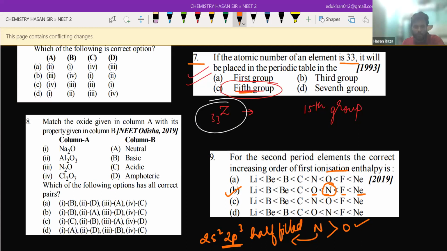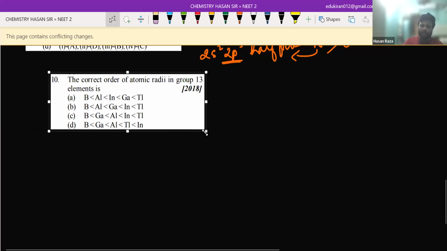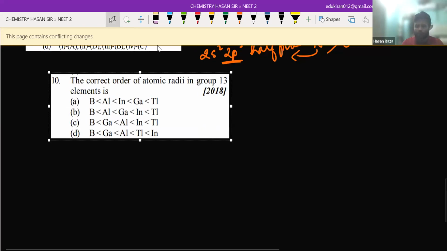Yes. Okay. The next question is quite famous, and it is an exception of the 13th group elements, B, Al, Ga, In, Tl, which is also important. And usually this question has been asked many times because of its exceptional characteristics. You can see, go for it. And please do remember it if you forget the question or answer.